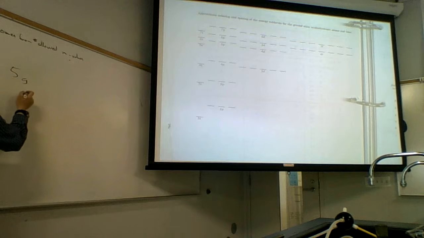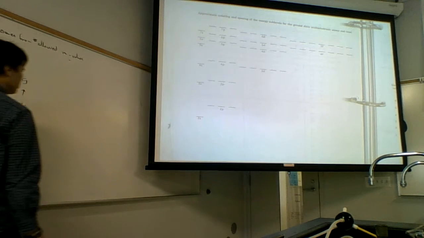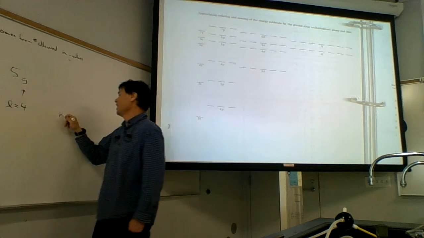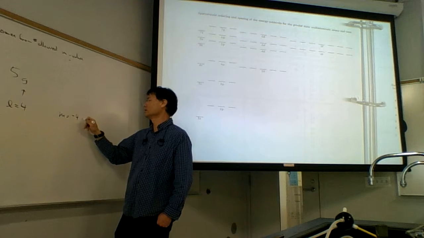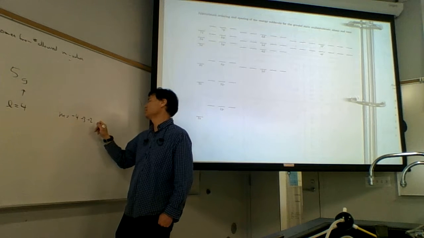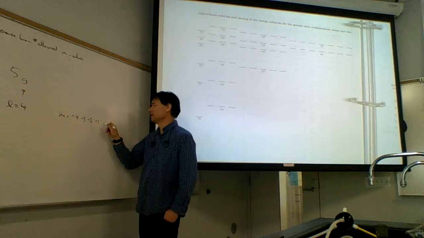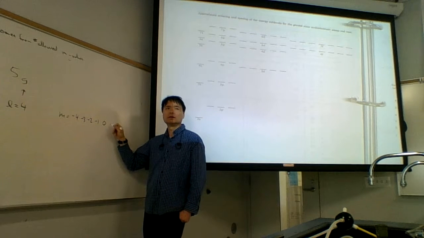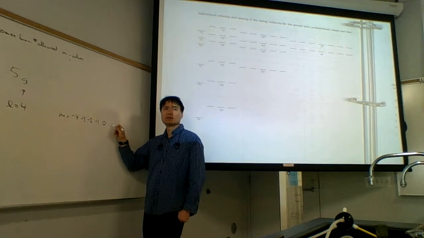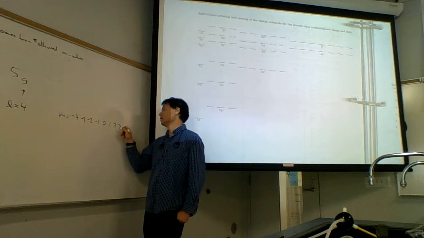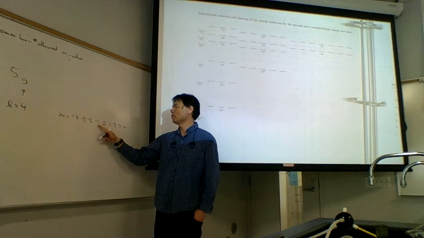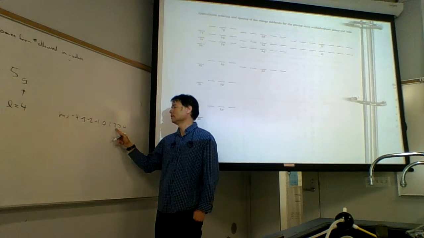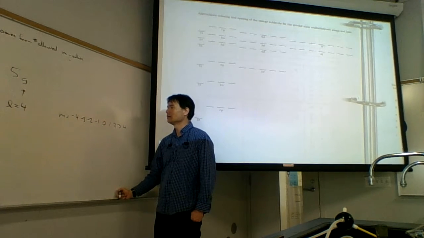So 5g, g means l equals 4. If l equals 4, then m is going to equal minus 4, minus 3, minus 2, minus 1, 0. What's the rest? 1, 2, 3, 4. So count them. There's 1, 2, 3, 4, 5, 6, 7. Actually, did I get that right?